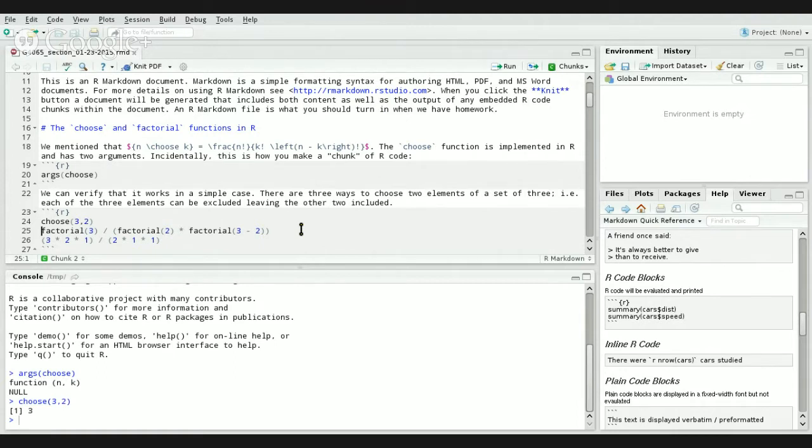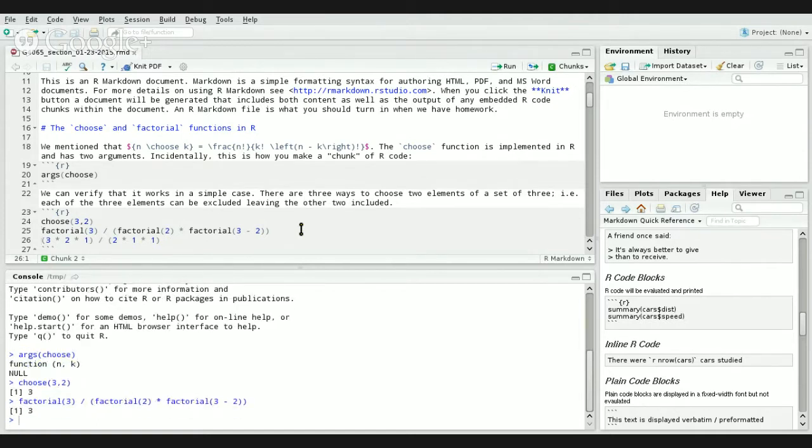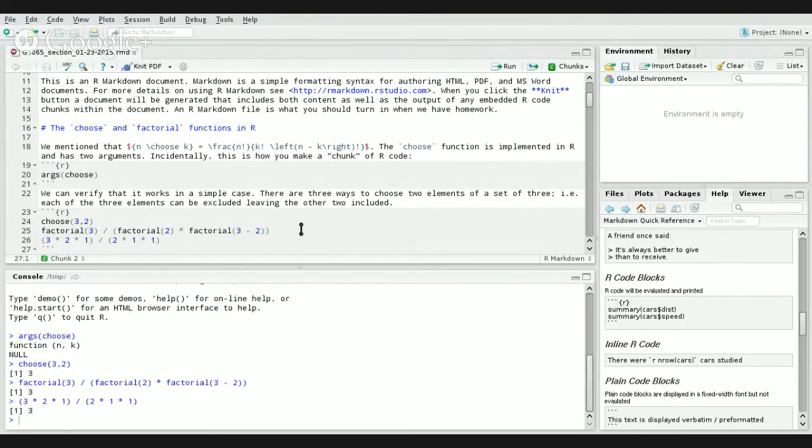We could do this the long way using the factorial function. Factorial of 3 divided by factorial of 2, also divided by factorial of 3 minus 2, which is just 1. Or if we really wanted to do it the long way, we could multiply out these numbers by hand. 3 times 2 times 1 divided by 2 times 1 times 1. In all 3 cases, we get the same answer, 3, which was the answer we were expecting.